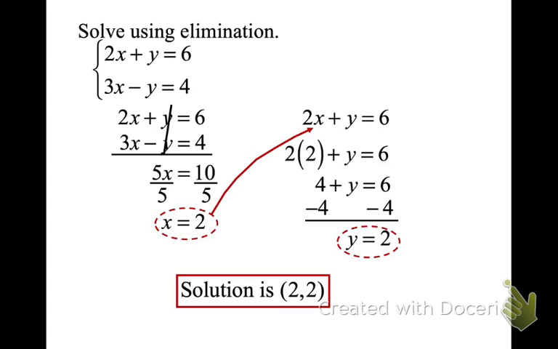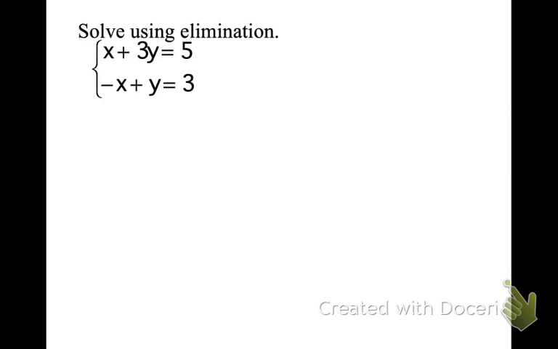Now, you should always, this is the easiest thing you can do to check. So if I substitute in a 2 times 2 here, 2 times 2 plus 2. Does that equal 6? That works. That's 4 plus 2 is 6. 3 times 2 minus 2. That equals 4. So the point works for both. So I found a good answer. My answer is accurate. Okay? All right, so now you try the next one. Go.